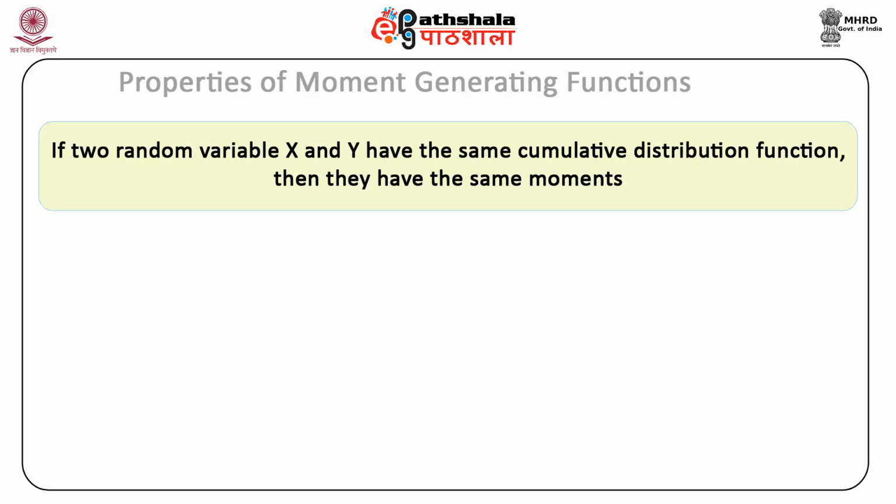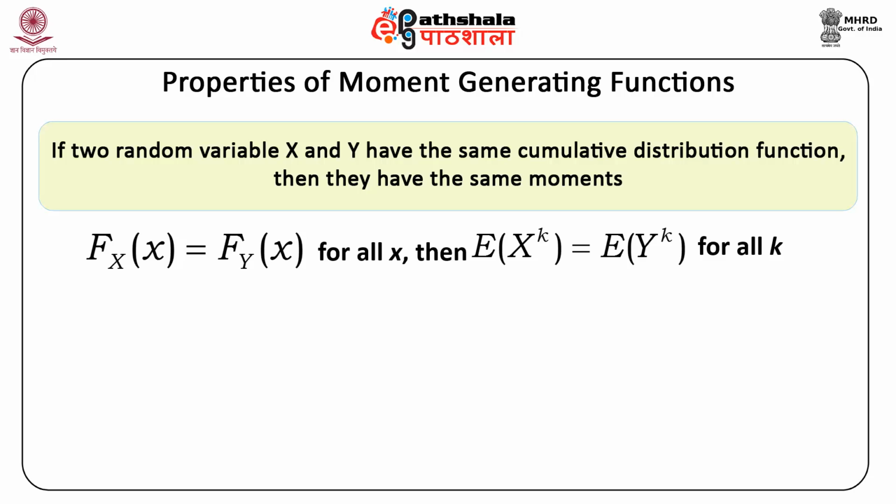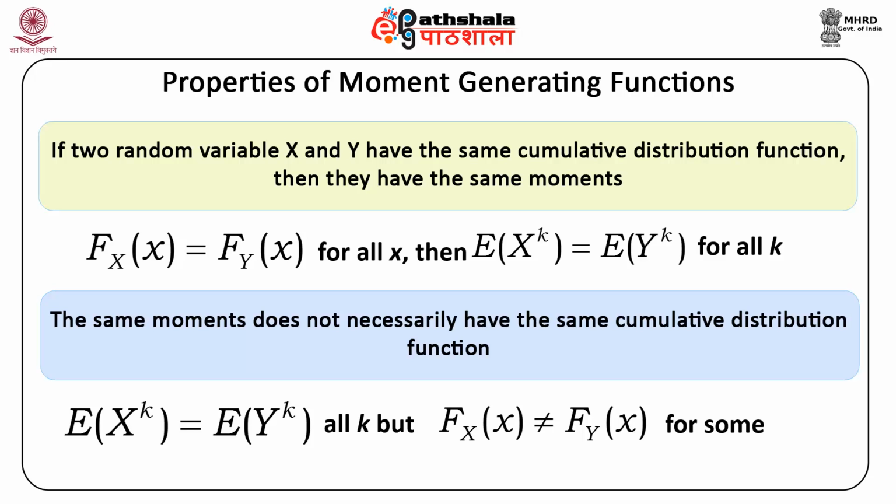Thirdly, if two random variables x and y have the same cumulative distribution function, then they have the same moments. That is, F_X(x) is equal to F_Y(x) for all x, then E[X^k] is equal to E[Y^k] for all k. Corollary, but the inverse is not necessarily true. That is, the same moments does not necessarily mean the same cumulative distribution function. So it is possible that E[X^k] is equal to E[Y^k] for all k, but F_X(x) is not equal to F_Y(x) for some x.